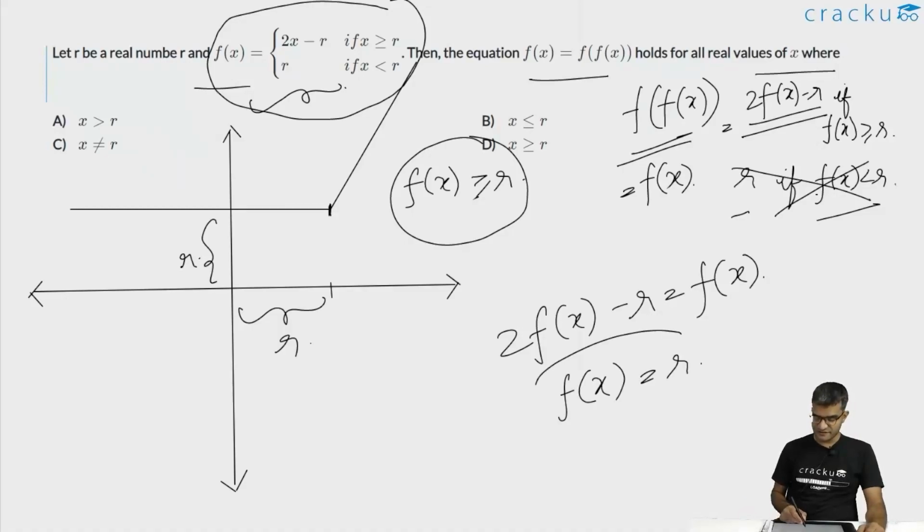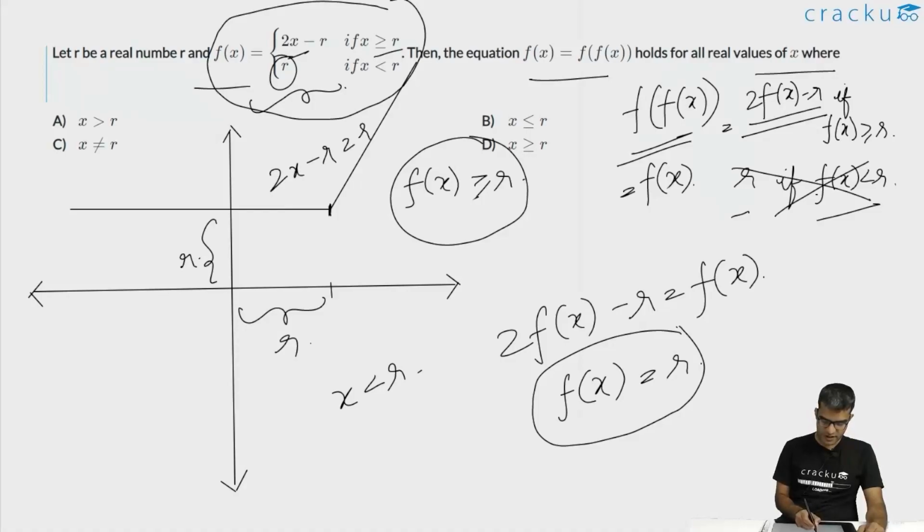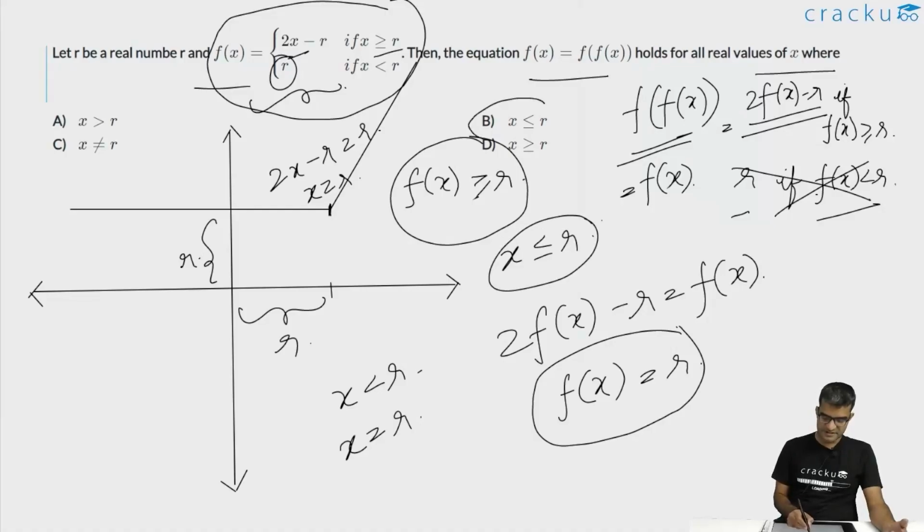Now what are the values of x for which f of x is equal to r? f of x is equal to r if x is less than r, and if x is greater than or equal to r, if you substitute 2x minus r to be equal to r, you will get the value that x is equal to r. So again, x is either equal to r or x is less than r. So the value of x has to be less than or equal to r. So the correct answer is option B.